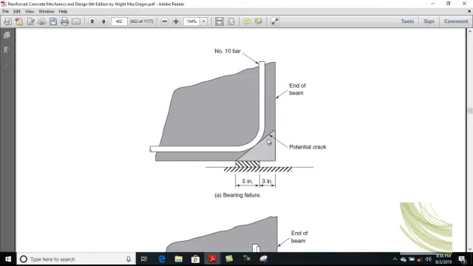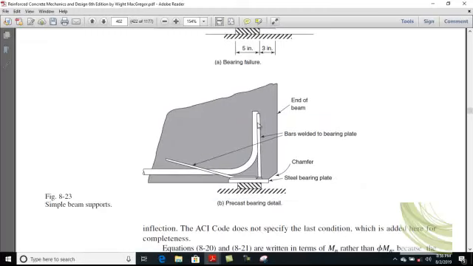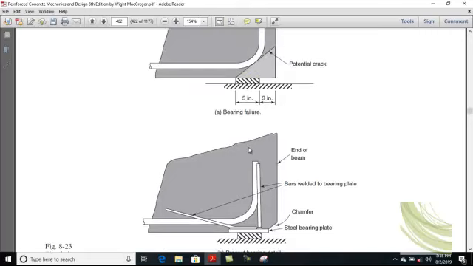Okay, so to control this problem, we provide some extra reinforcement. Okay, you see this reinforcement, clear? So this is a kind of bars welded with the actual bars, to control that crack, and this chamfer is provided. So this kind of arrangement is basically made in precast concrete members. Clear?